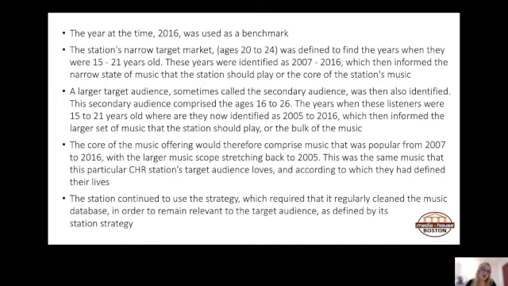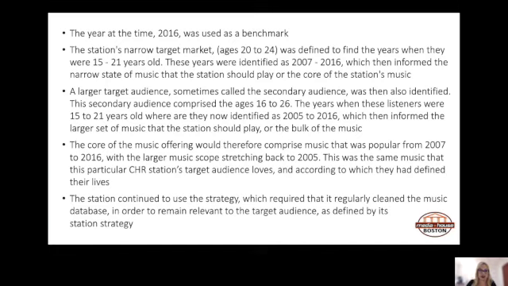The year that was used, 2016, was the benchmark. The station's narrow target market, which was ages 20 to 24, was defined to find the years when they were 15 to 21 years old.